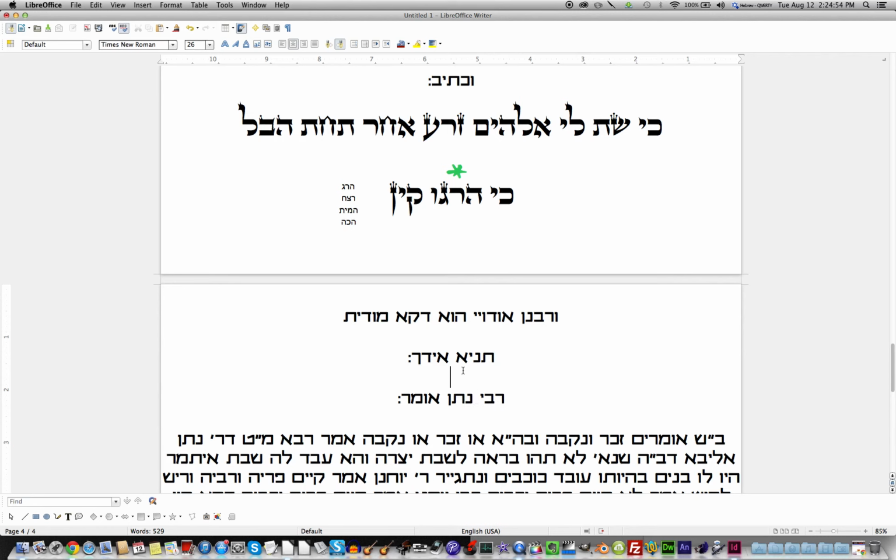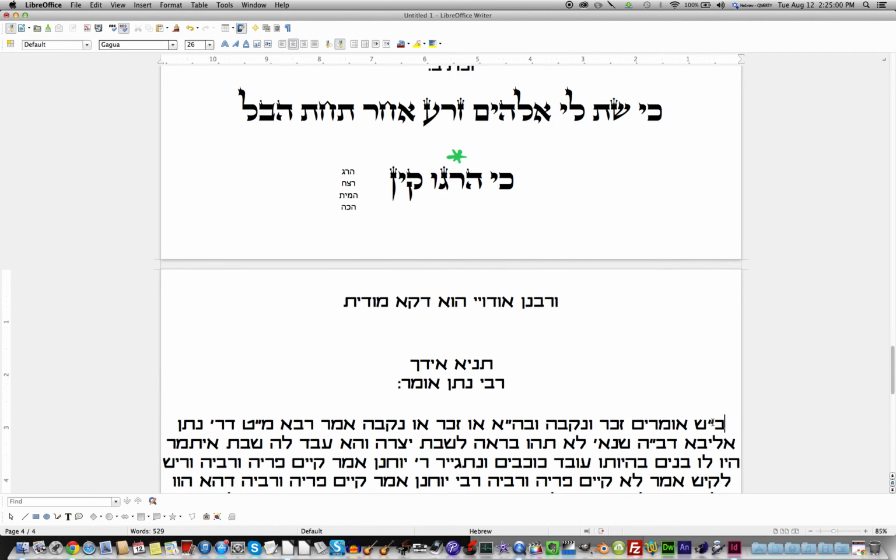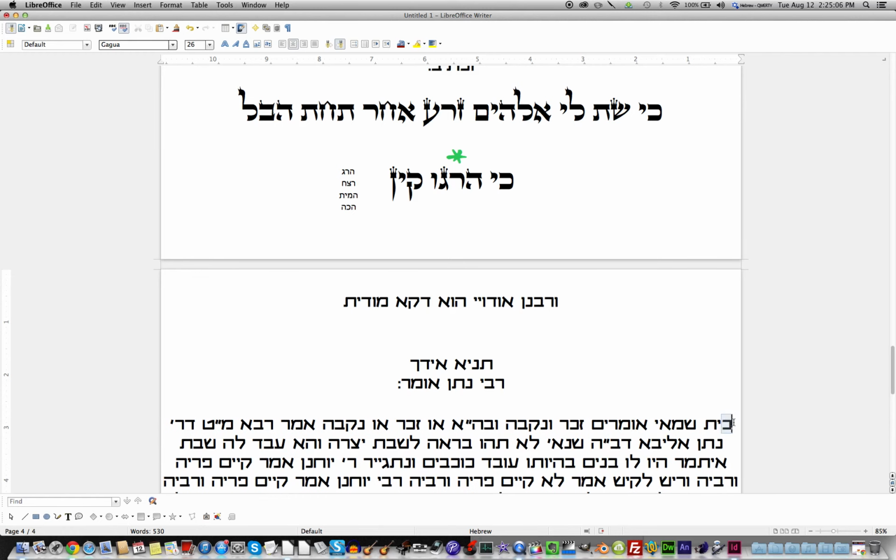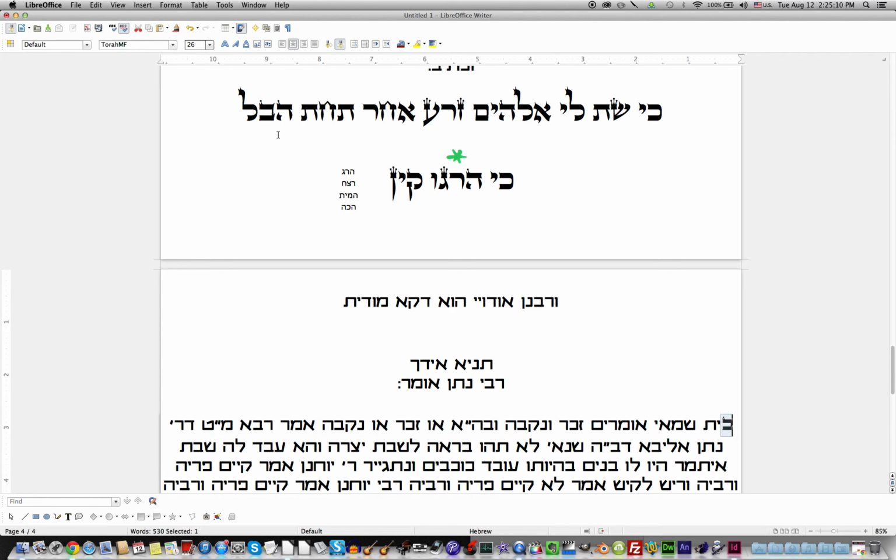I always like to remove the abbreviations because when I'm learning, I need to see the full words, so then I would know when I see the abbreviation somewhere else, I could figure it out because I've been through it already. Beit Shammai. Okay, Beit Shammai. Probably copy that for Beit Hillel. Yeah. Beit.